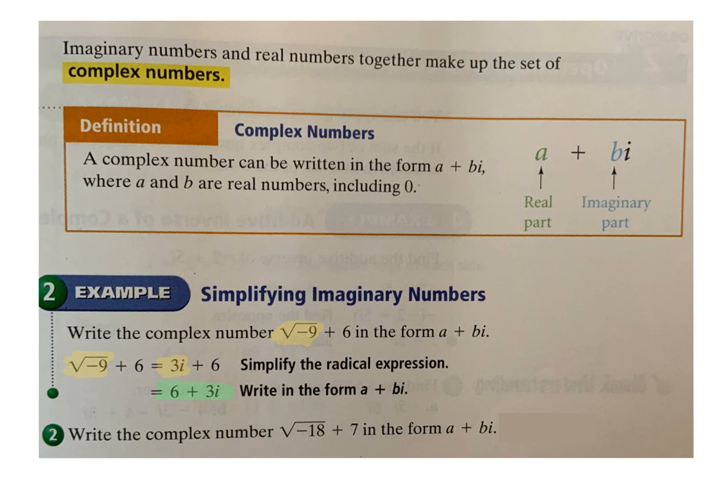So go ahead and rewrite this one, negative square root of 18 plus 7 in standard form. Simplify your imaginary part and then rewrite it in standard form.